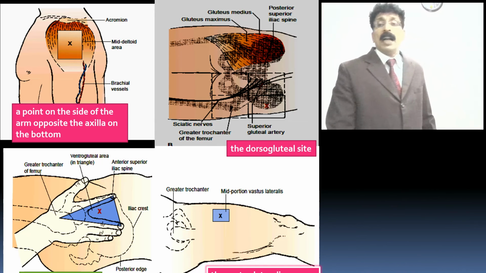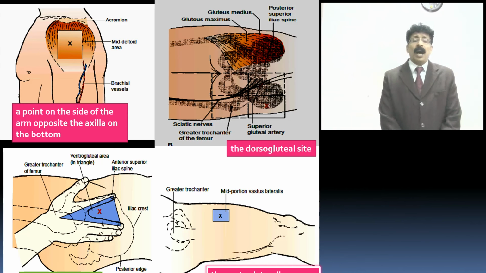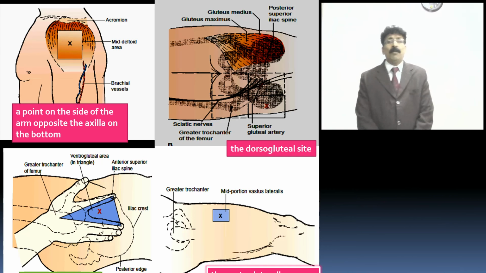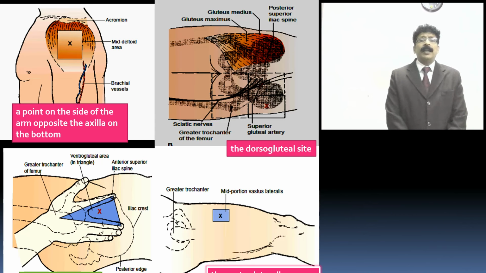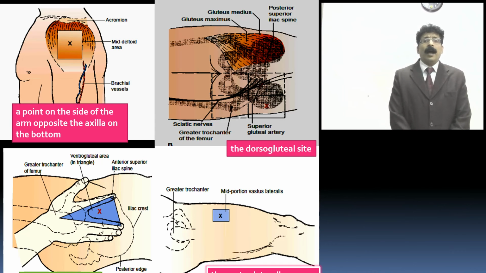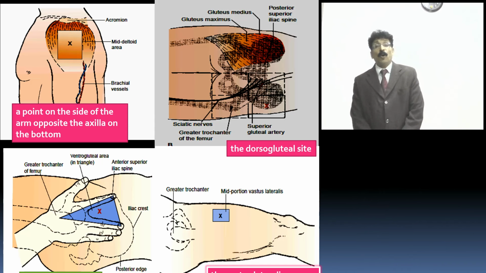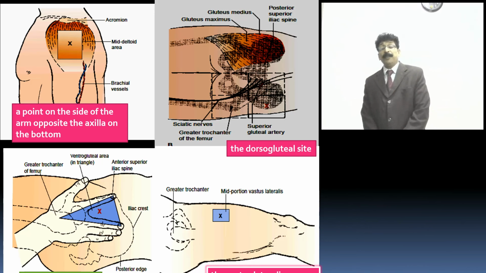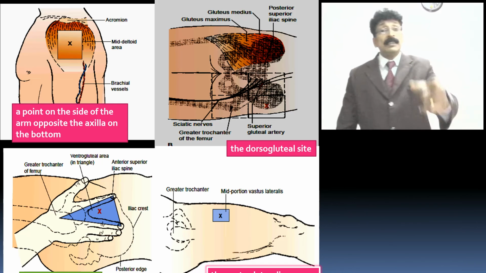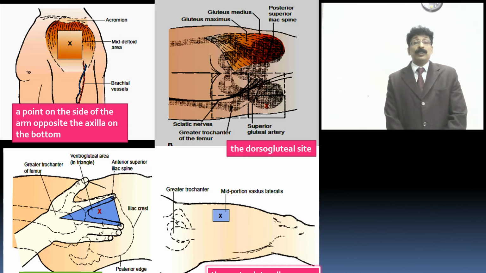This is the place which you have to remember actually, the parts where they give intramuscular injections. We know a point at the side of the arm, opposite to the axilla, at the bottom, where the mid deltoid area is, and you can see the brachial vessels. So we should not inject below, and we might have seen this place used for vaccines. Corona vaccines were given in the midpoint area. So it is necessary for students to know which place they are injecting the intramuscular.